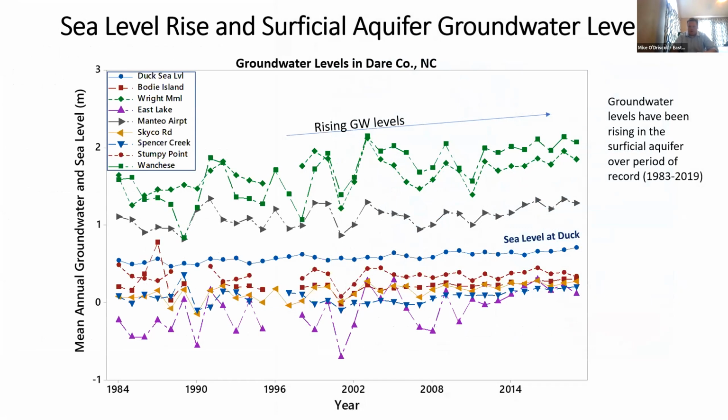So this figure here shows the mean annual groundwater levels in these 8 DEQ groundwater wells, and also the sea level rise at Duck for mean annual conditions. And so basically you can see that these groundwater levels are typically rising in almost all of the wells that they're monitoring. And then the sea level rise at Duck, that has a very good record there, they estimate about 5 centimeters per decade of sea level rise.